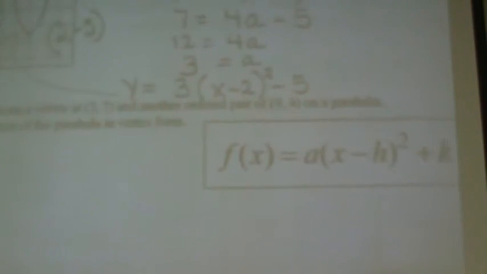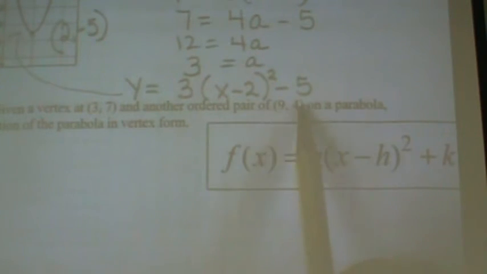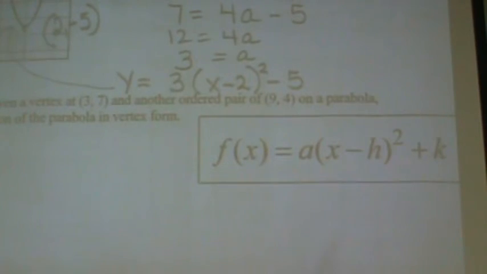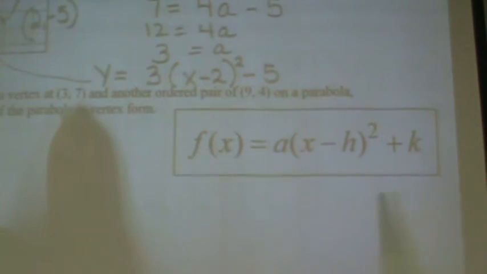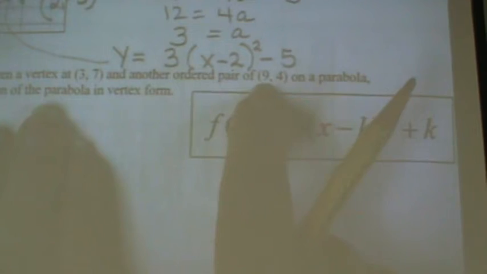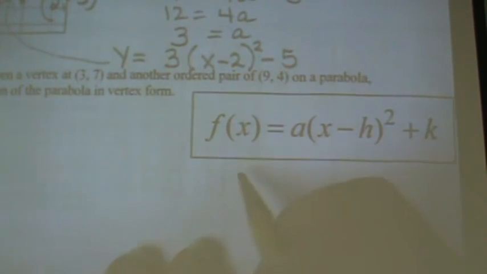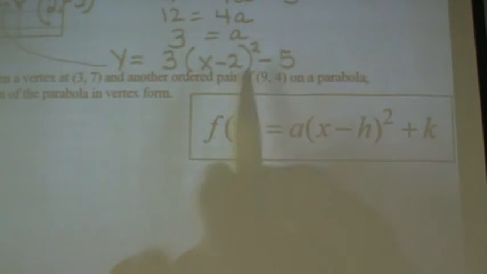We're going to stick with vertex form. So the last example, they give you the vertex 3, 7, and they give you a 9, 4. You're going to drop these 2 points where they go in this equation. So tell me what you should put where. The vertex is your h and your k, and this is your x and your y. So what will we start with? Let's go left to right. What's your f of x?